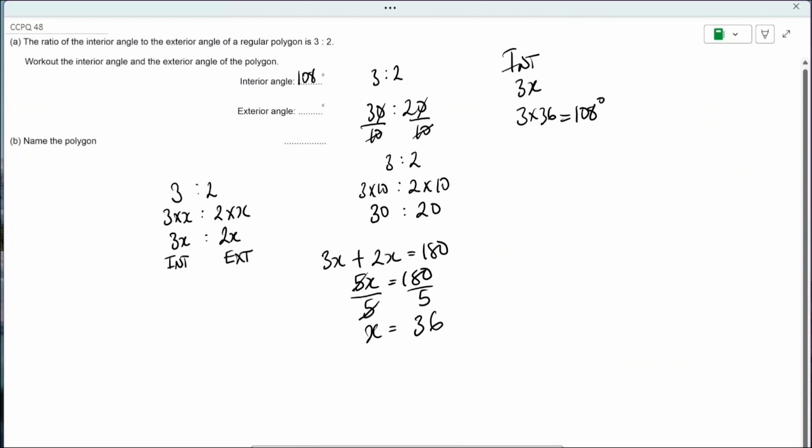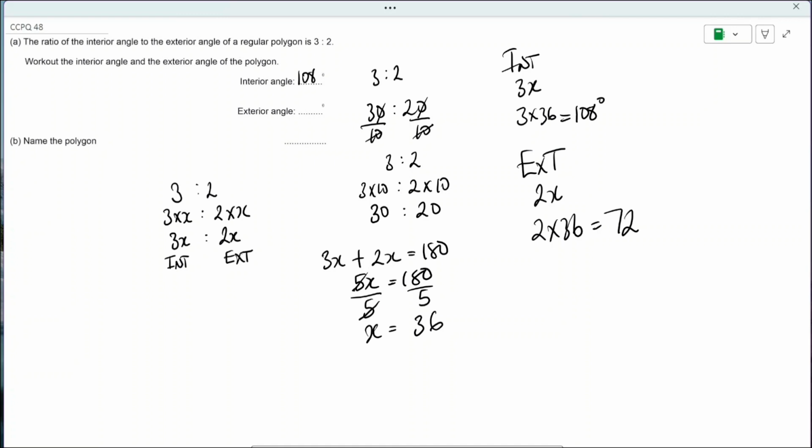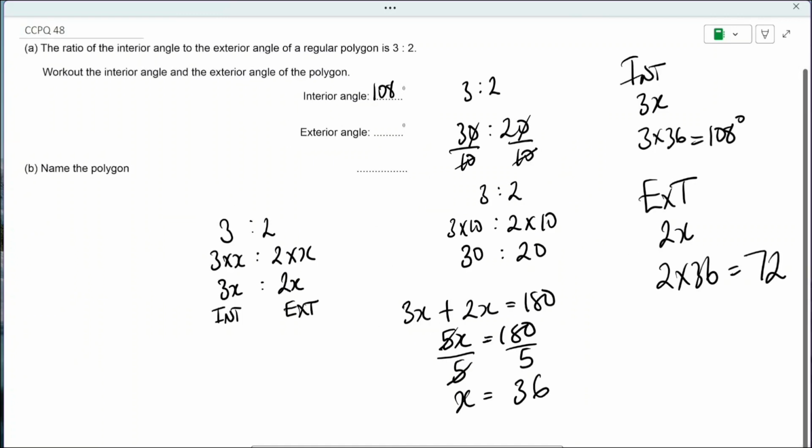Next, we find the exterior angle. The exterior angle, ext, is 2x. And x is 36, so you have 2 times 36 should equal the exterior angle. 2 times 36 will give you 72. The exterior angle is therefore 72 degrees.